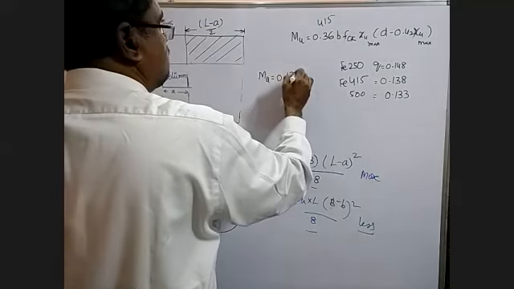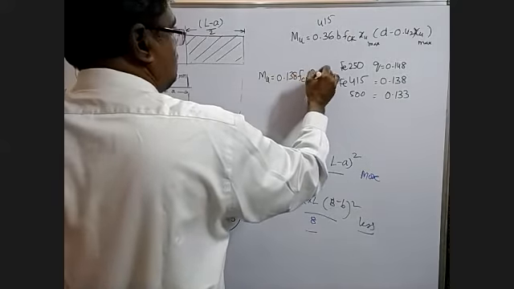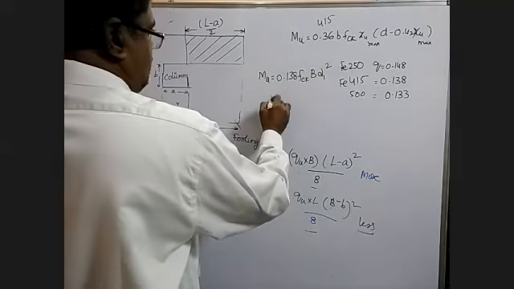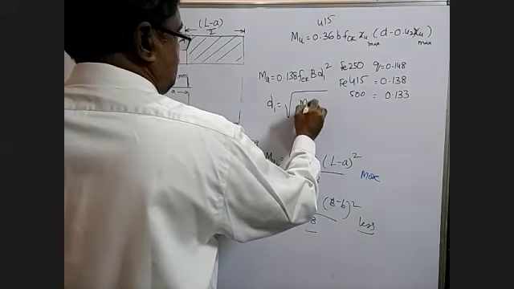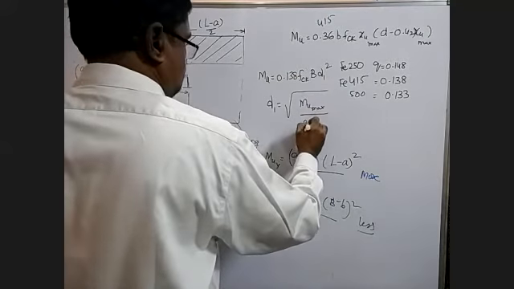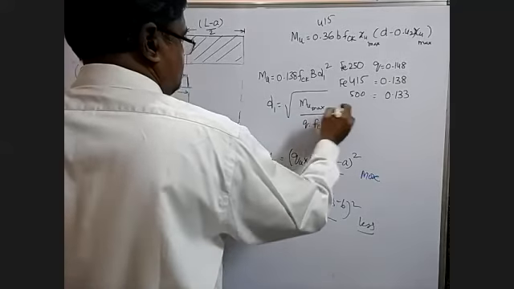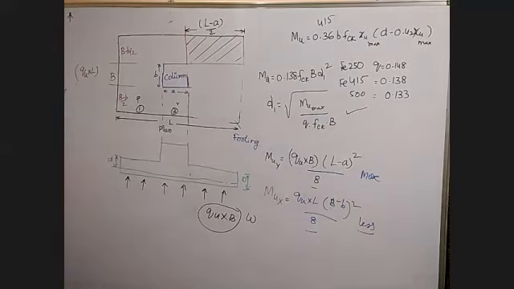MU is equal to 0.138 FCK into B D square, that is say D1. So the formula is D1 is equal to square root of MU max by Q into FCK into B. So this is the bending moment criterion, the D1 calculation. These are the usual formulas used in beams.